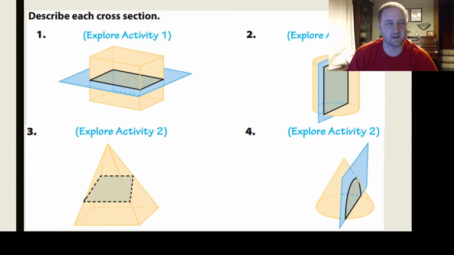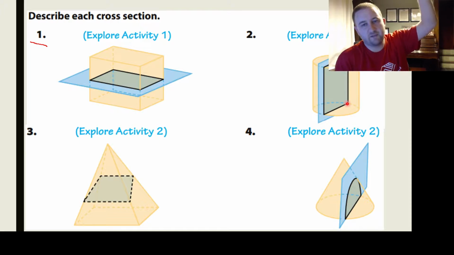All right, last thing. Describe each cross section. So what shape is shown by this cross section? Well, we can see this cross section right here. That's a rectangle. Okay, number 2. Here we have a cylinder, and we're cutting through basically perpendicular with the bases, right? What shape is this? Well, that's a rectangle too.